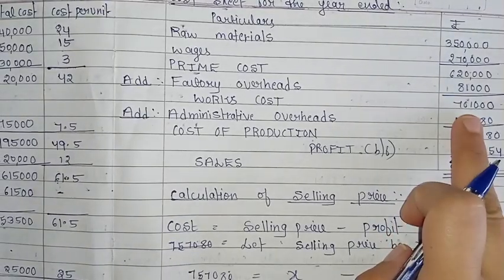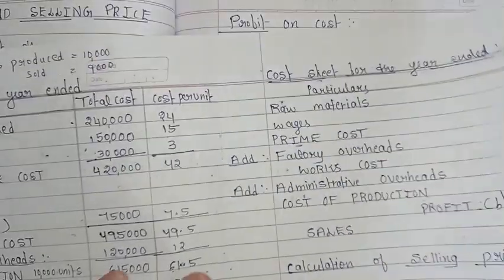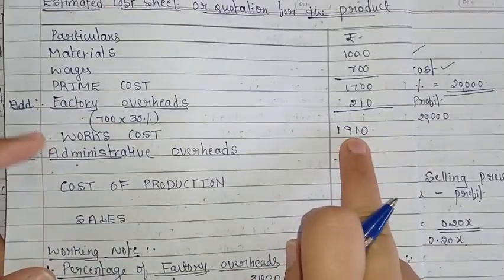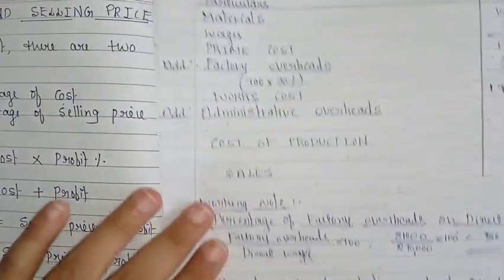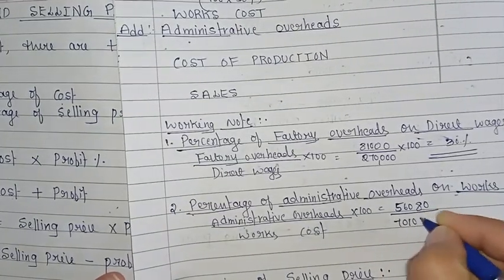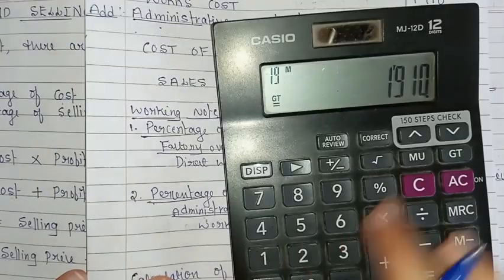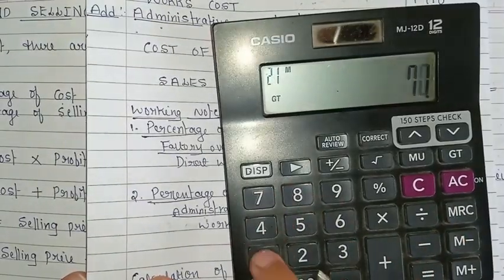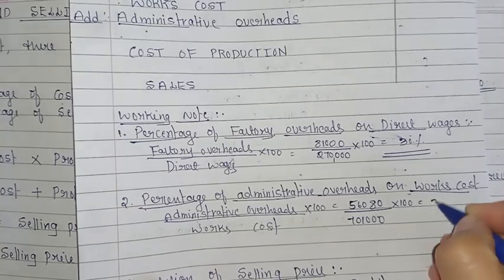How much? Here we have to see this cost sheet we first prepared, right? The normal one. We should not take the amount of estimated cost sheet works cost here. Clear? So what is our works cost amount? That is rupees 7,01,000. 56,080 divided by 7,01,000 into 100 is equals to 8%.